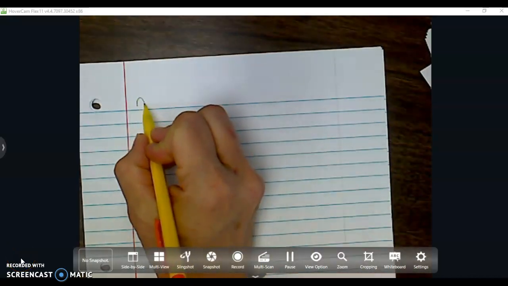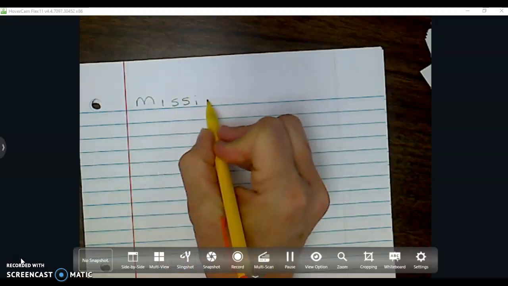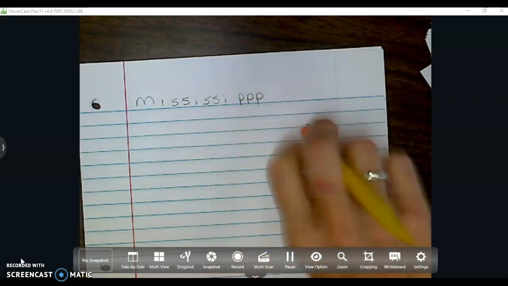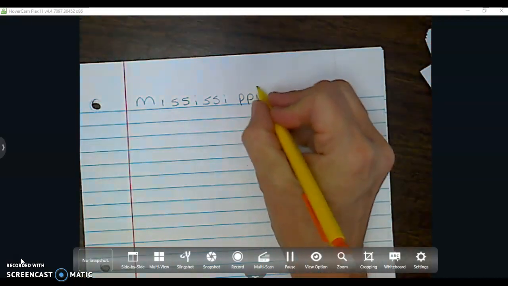So looking at a few probability problems, they like to have you work with the word Mississippi. Make sure I can spell it. Oops, extra P, should be an I, ahead of myself.